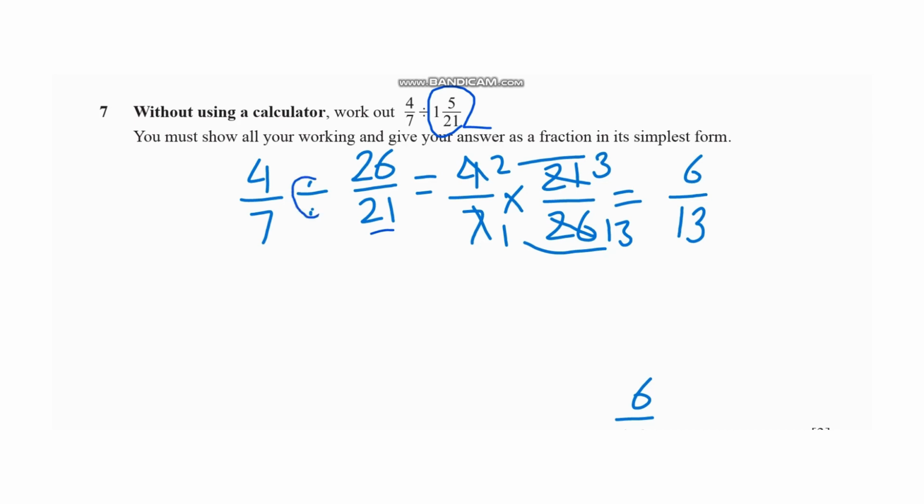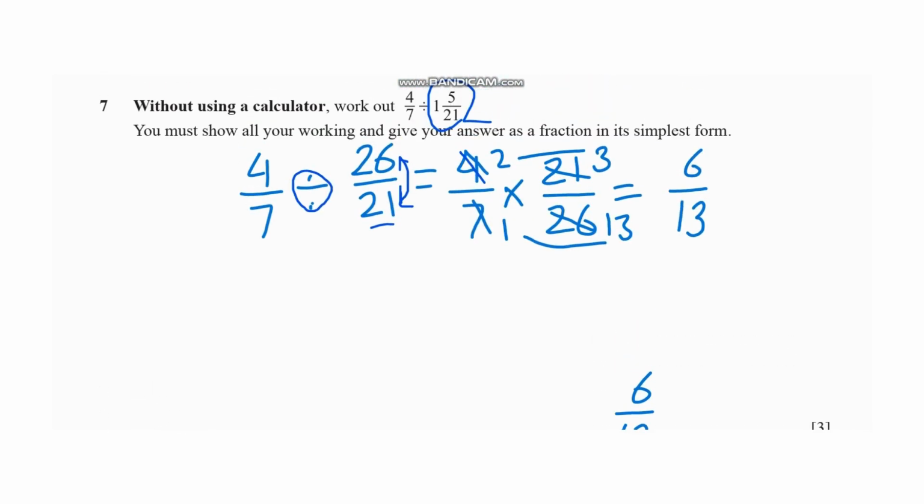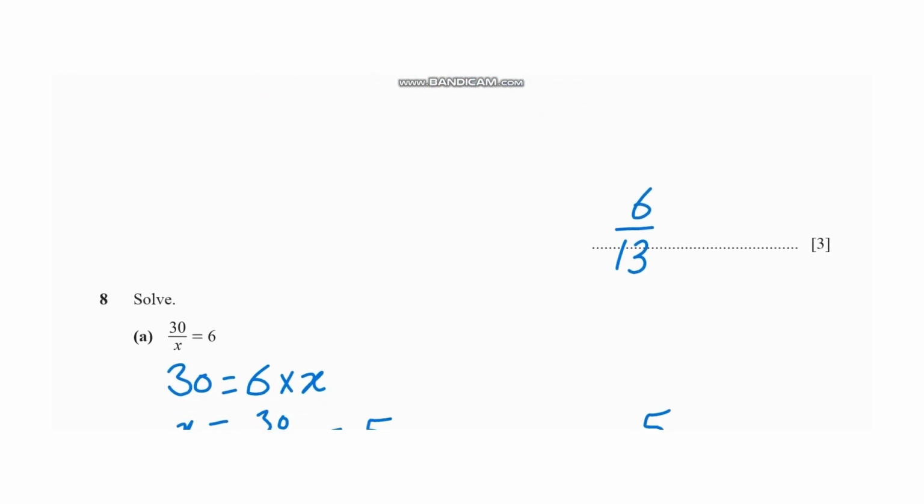Now over here we have a division sign, so we have to make this a multiplication sign. So we will switch the positions of 21 and 26, and what we will get is 4 over 7 multiplied by 21 over 26. Now we will cancel: 4 is divisible by 2 and 26 is divisible by 2, because 26 divided by 2 is 13. Then 7 divided by 7 is 1 and 21 divided by 7 is 3. Then we will multiply 2 by 3 and 1 by 13, that will be 6 over 13. So the final and simplest fraction is 6 over 13.